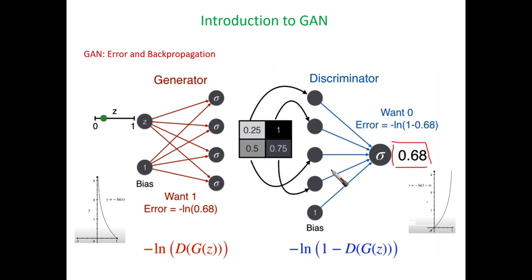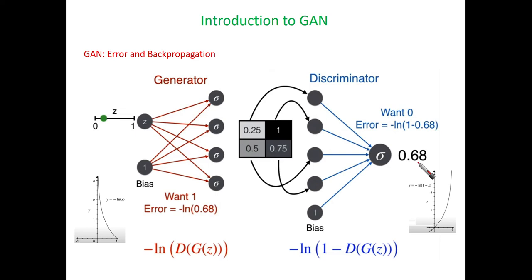So we started with these kinds of random numbers, going through the generator, going through the discriminator, and then finally the discriminator produces 0.68, okay? Now, what does this discriminator want? The discriminator knows that this is a fake, generated image. So the discriminator basically wants this output to be zero, right? If it is a fake image, this output would be zero.